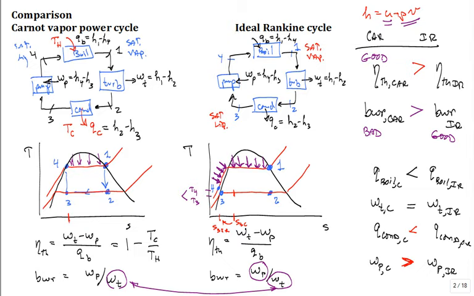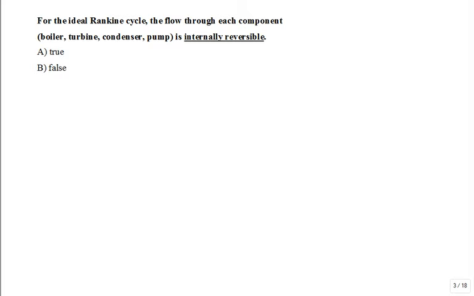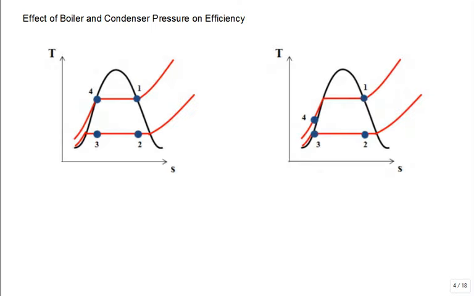You can put them away. I already asked these questions. But let's do this without clicker. For the ideal Rankine cycle, the flow through each component, through the boiler, through the turbine, through the condenser, through the pump, is internally reversible. True or false? It's true. We're not adding irreversibilities and then trying to compare the Carnot with some cycle that has irreversibilities. No. It's internally reversible.